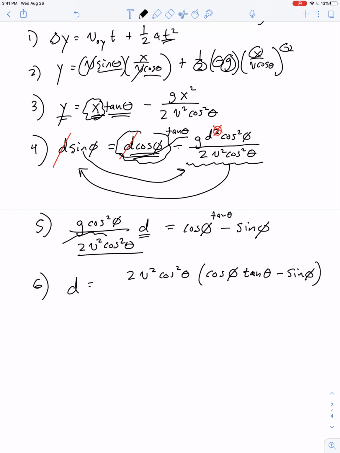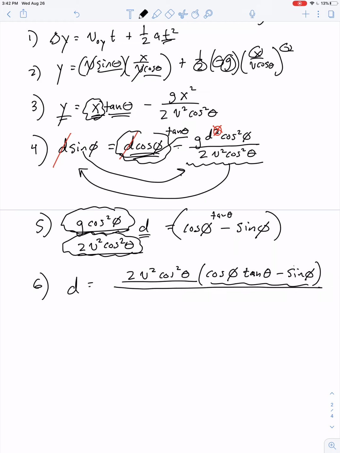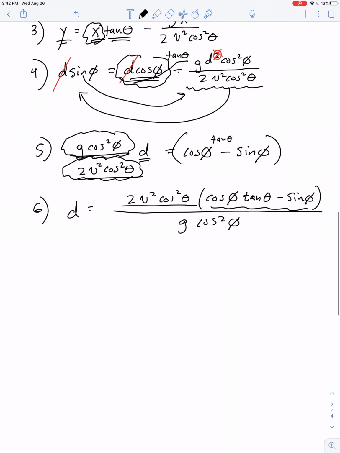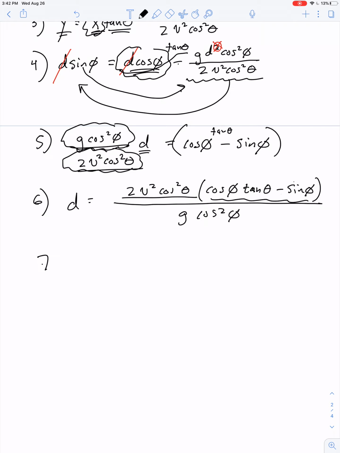Okay, so I cross multiplied this, so it shows up here. This term is in parentheses, that's still here. And then I need to divide both sides of the equation by this term. So divided by g cosine squared phi. Okay, step 7. What if I did this? What if I divided both numerator and denominator by cosine phi?